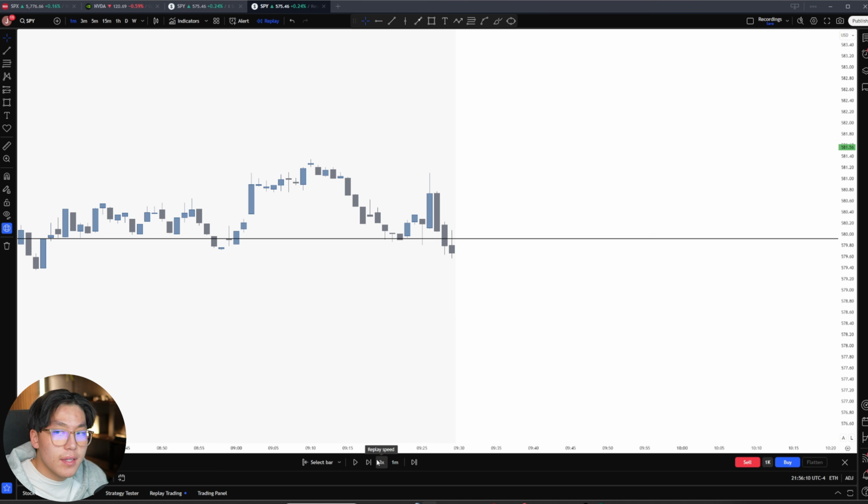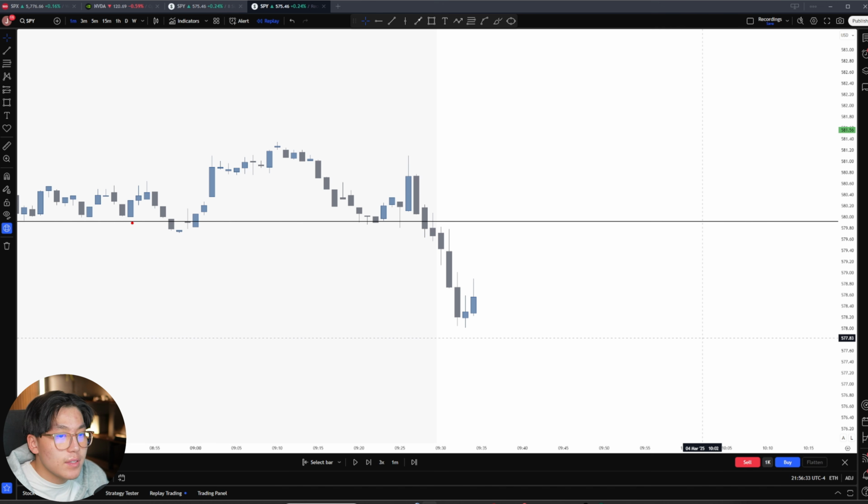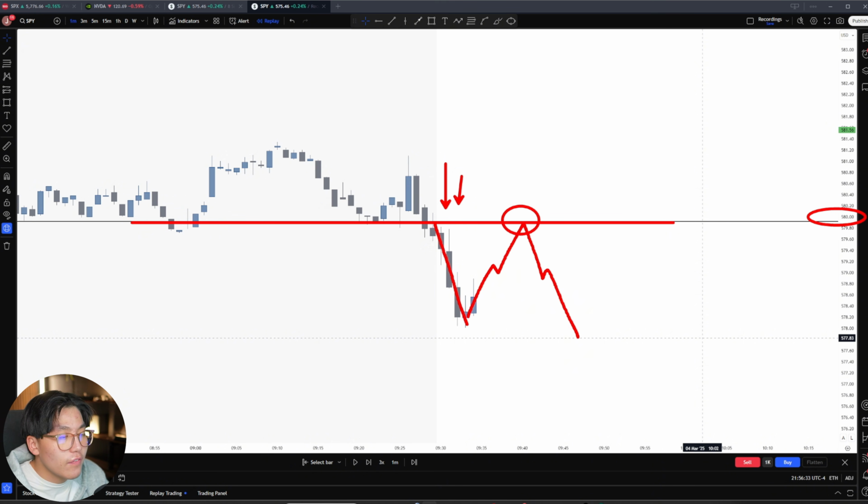Let's play the tape here coming into market open. So as you can see, I have the first 5 minutes played out here on SPY. You can see we're showing some weakness coming into market open. We're having this push towards the downside. So as long as we maintain underneath your 580, what we can expect is continuation towards the downside because now we're underneath your previous day's low.